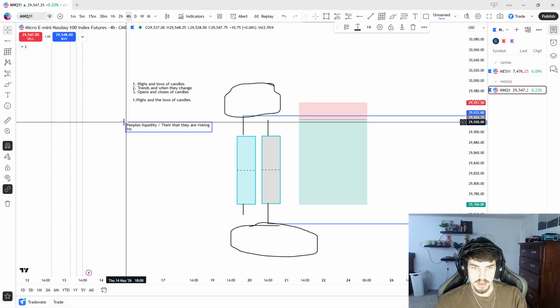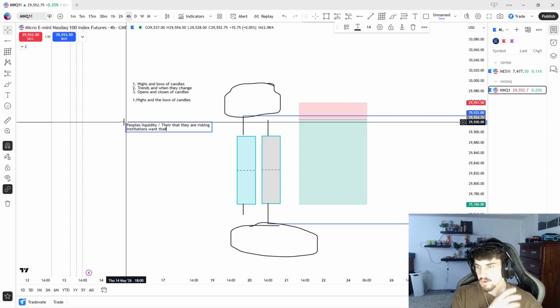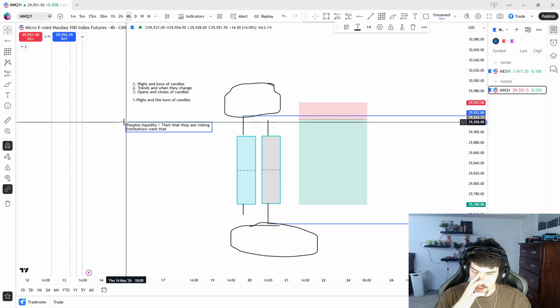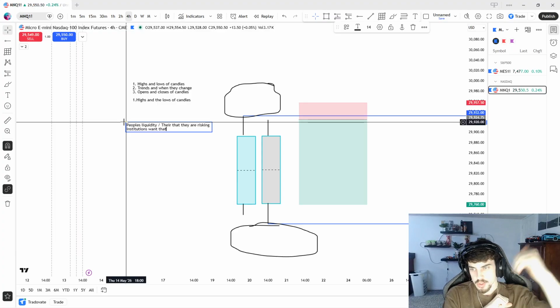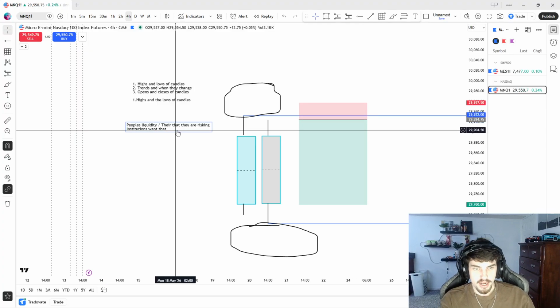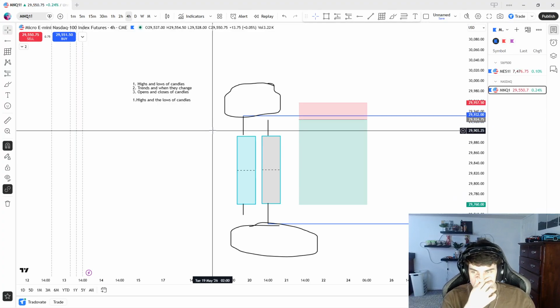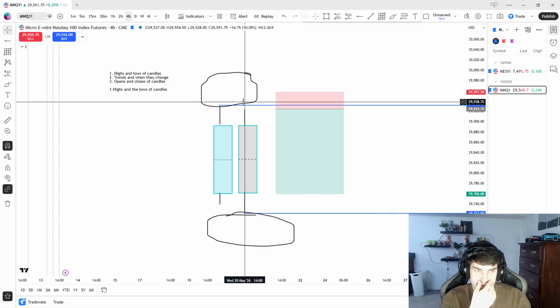Institutions want that. Let me spell institutions for the life of me. They want to take that. They want to use that, and they want to put it in their pocket. They want to be able to take out other people, fake them out, make them think that the market's going to go in a certain way, so they can collect their money and move their orders in the way that they want. The market cannot move without other people because it is one-sided. They're going to take other people's money and give it to themselves. That's how it works.